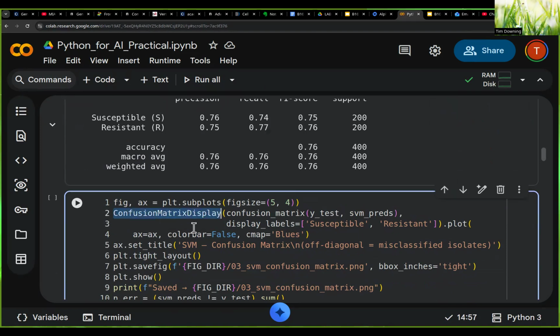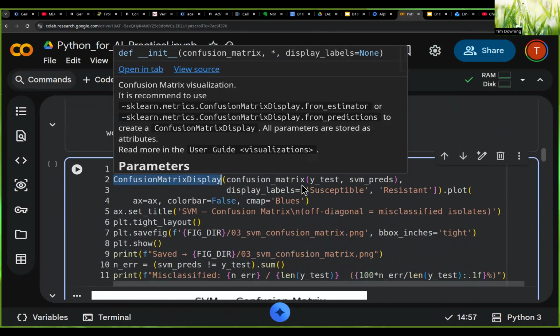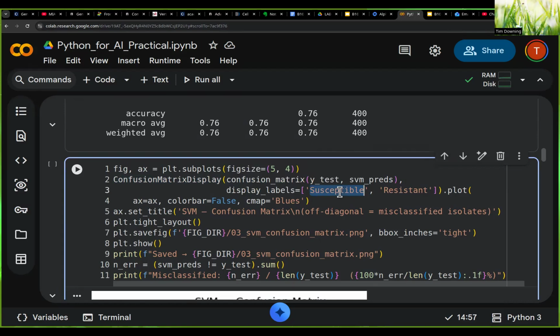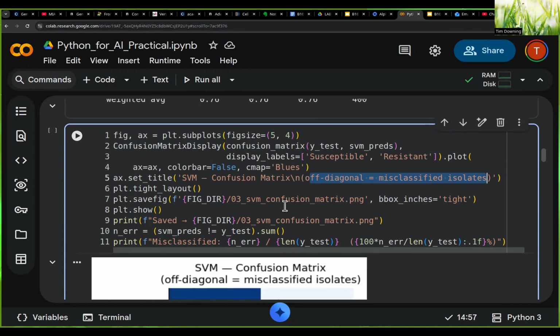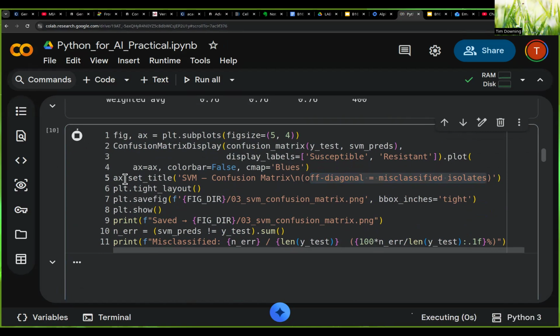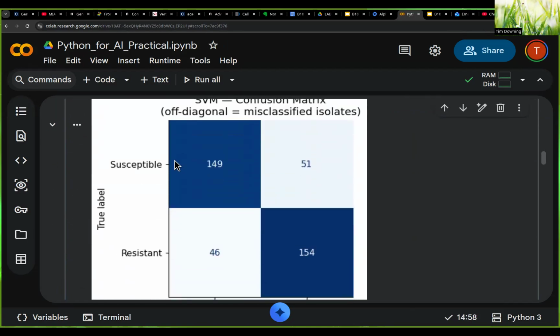We can also use the function ConfusionMatrixDisplay to create a confusion matrix. We have the same labels of resistant and sensitive. This illustrates the off-diagonal ones, the ones that we either miss or misclassify, which we have to look at further. Now, if we run this, which is also in our figures folder, what we see is that we correctly classified 149 susceptibles and 154 resistant, but we missed 46 of the resistant, and 51 of the susceptibles.